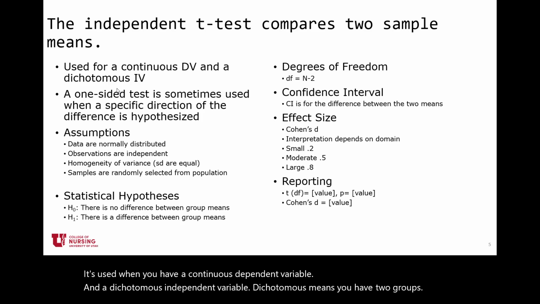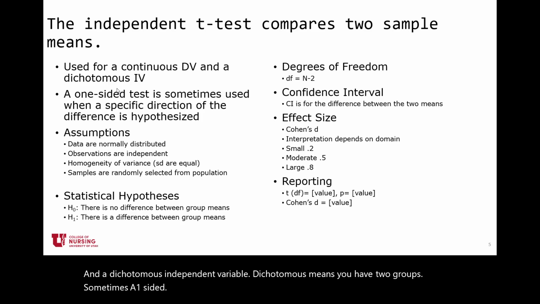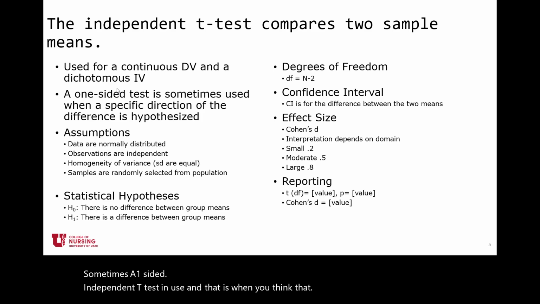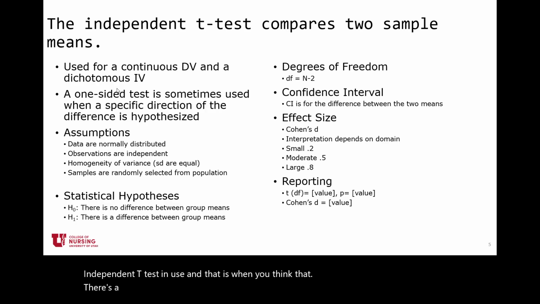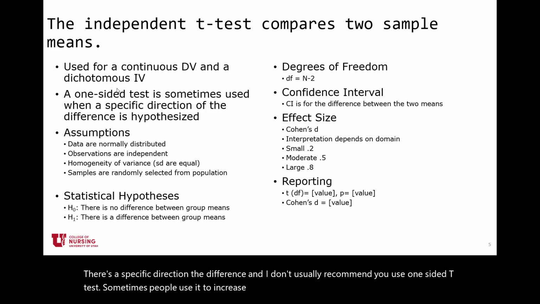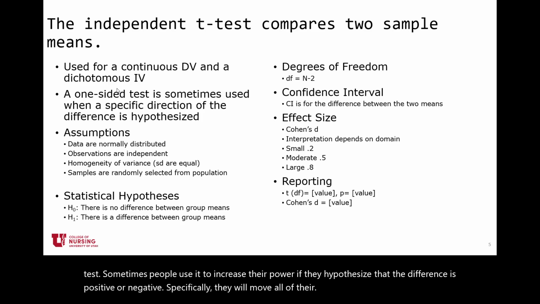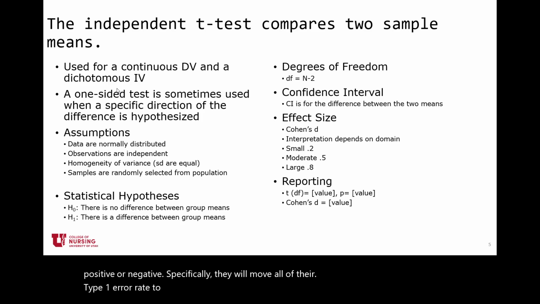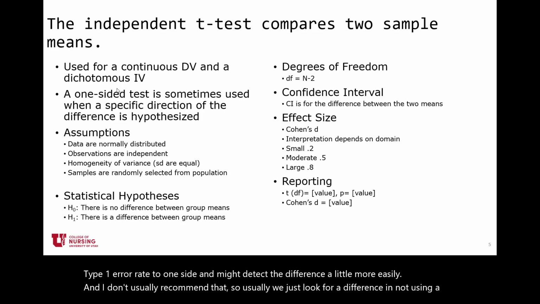Sometimes a one-sided independent t-test is used, and that is when you think that there's a specific direction in the difference. And I don't usually recommend you use a one-sided t-test. Sometimes people use it to increase their power. If they hypothesize that a difference is positive or negative specifically, they will move all of their type 1 error rate to one side and might detect a difference a little more easily. And I don't usually recommend that. So usually we just look for a difference and don't use a one-sided test.